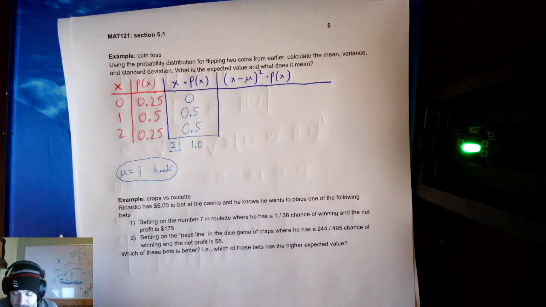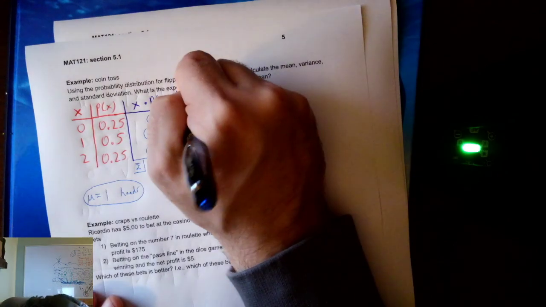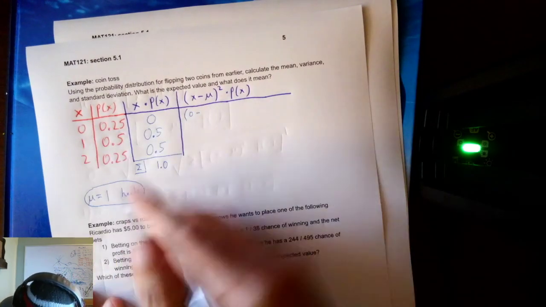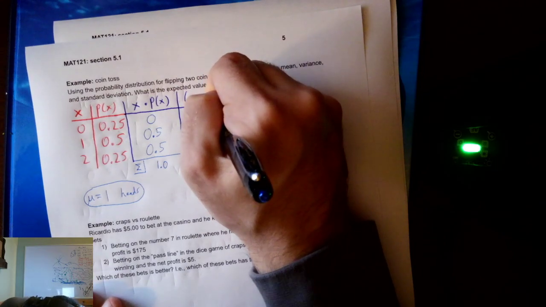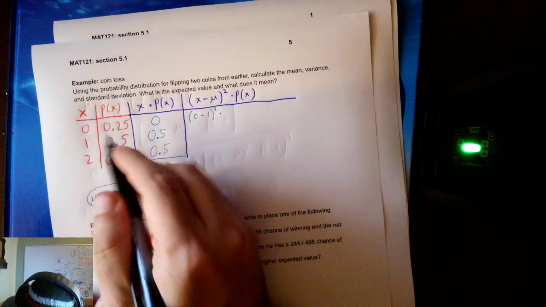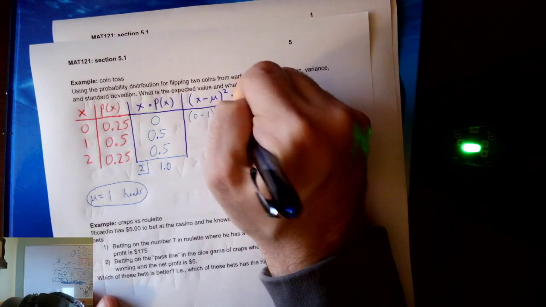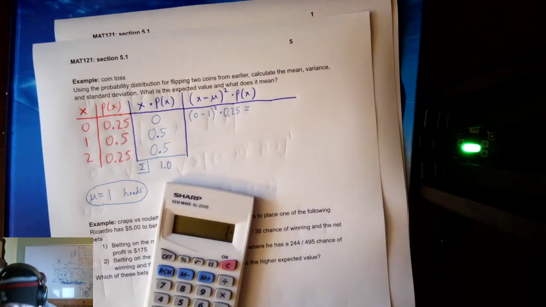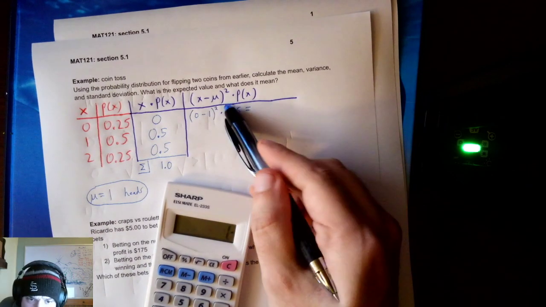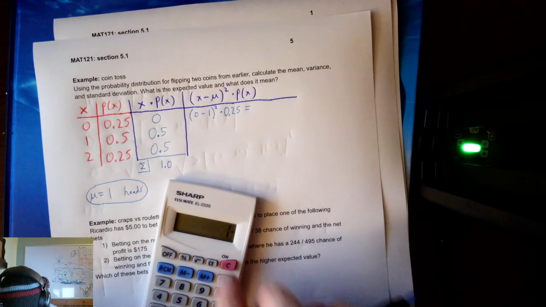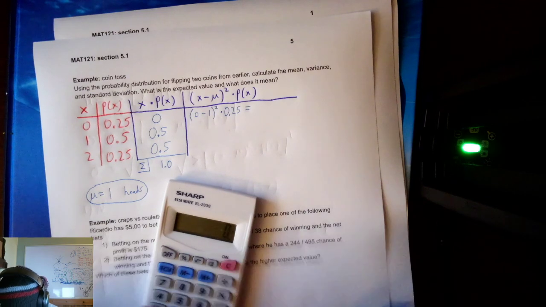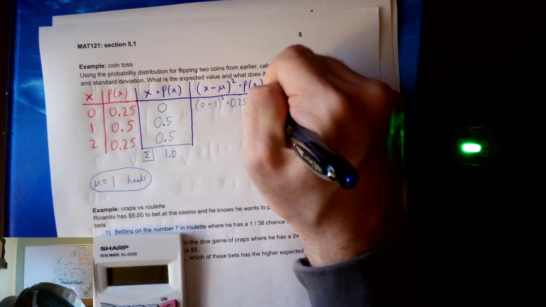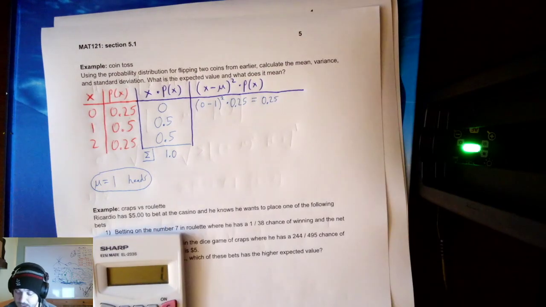Now, for the next part, I'm going to write the algebra out. I'm going to write, let's see, x is 0 minus the mean. The mean was 1, right? (x minus 1) squared times, and then p of x is 0.25. And so let's see. I've got to do 0 minus 1. 0 minus 1 gives me negative 1. Now I need to do negative 1 squared. Negative 1 times negative 1 gives me 1, right? Negative 1 squared gives me 1. And then times 0.25, we got to do a little bit of algebra, gives me 0.25 when I multiply everything together.